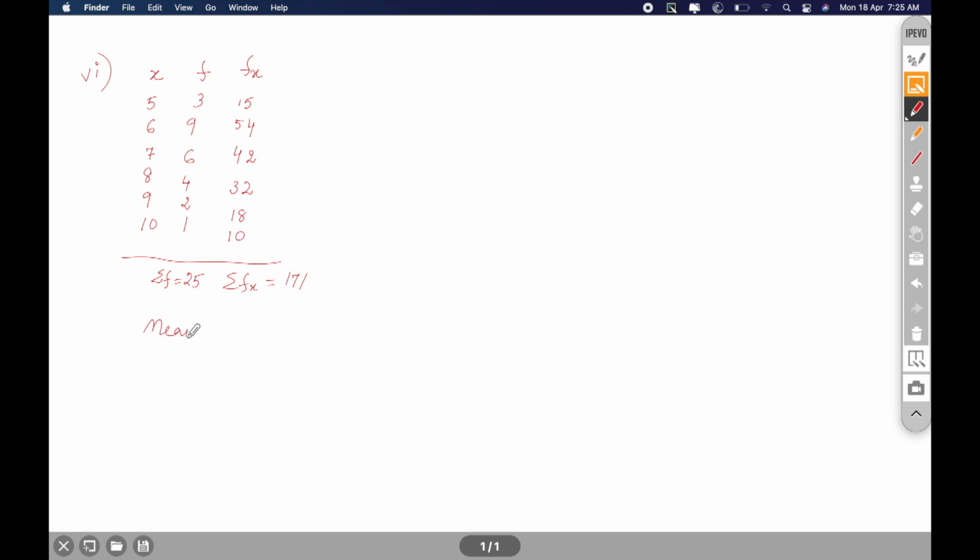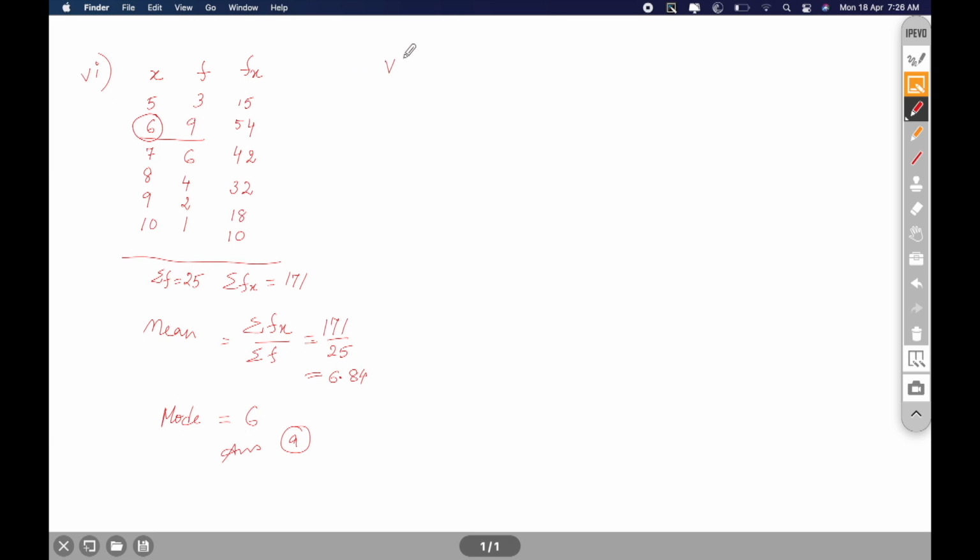So what is the mean then? We all know the formula is summation fx by summation f by the direct method, which saves time. So 171 divided by 25. If we divide, we get 6.84 as the answer. And for mode, we will refer to the highest frequency here. We can see 9 is the highest frequency and the value of x corresponding to 9 is 6. So mode is 6. And the correct option to the question given here is part A.